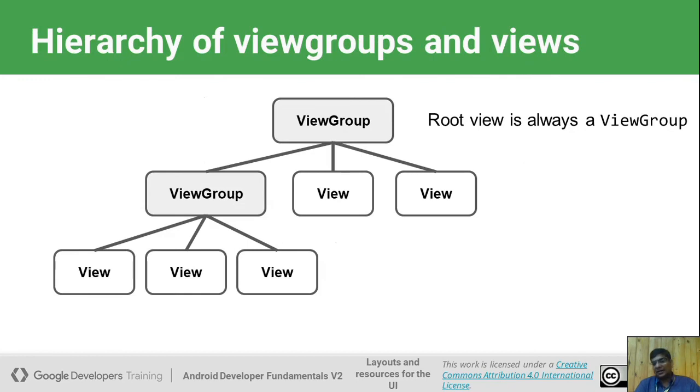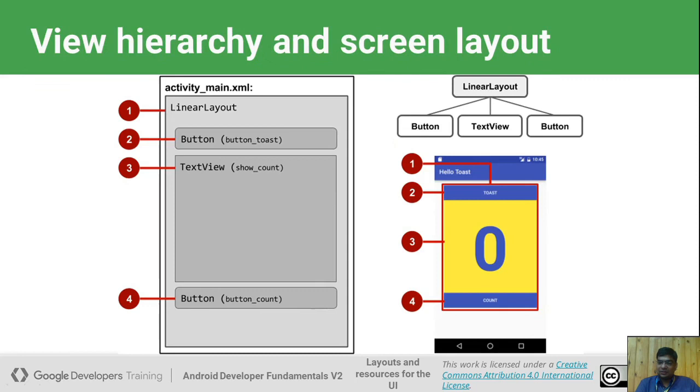It means view group is the superclass and the views, the components like a button and text view, are the children of that superclass. Okay, that is the multi-level hierarchy, and view group is the root of the view groups class.